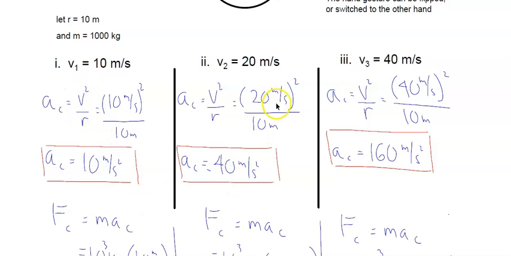Let's take a look one more time. If we double the 20 meters per second to 40 meters per second, a sub c equals v squared over r. Take this 40, place it here, square it. 40 squared over 10 is 160 meters per second squared acceleration. That is 4 times more than the one before it. So in summary, you can see that when I double the speed, I quadruple the acceleration each time. Let's take a look at what happens to the forces when I double the speeds.